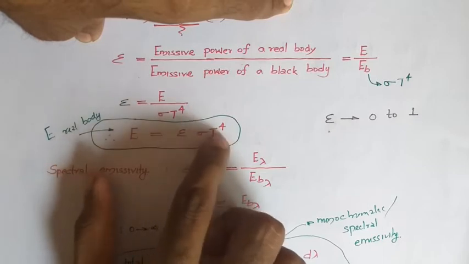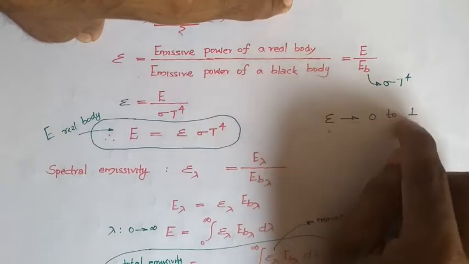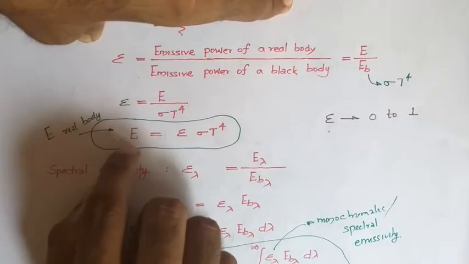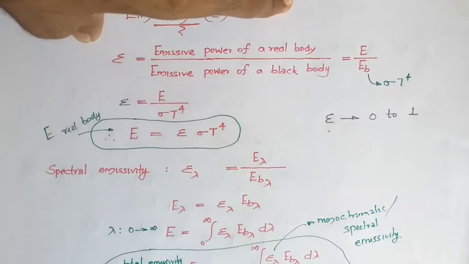This sigma T raised to 4 is the emissive power of a black body, and as epsilon varies from 0 to 1, it can be 0.8. Then for a real body, it will be 0.8 times sigma T raised to 4 only.